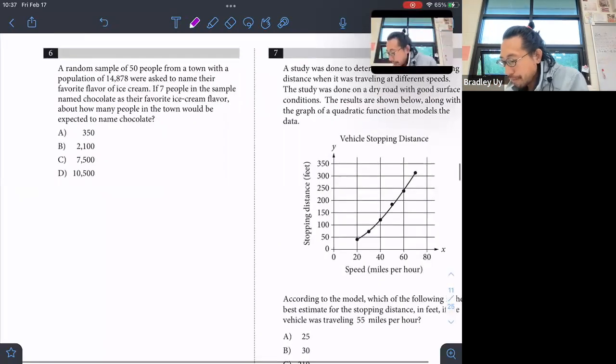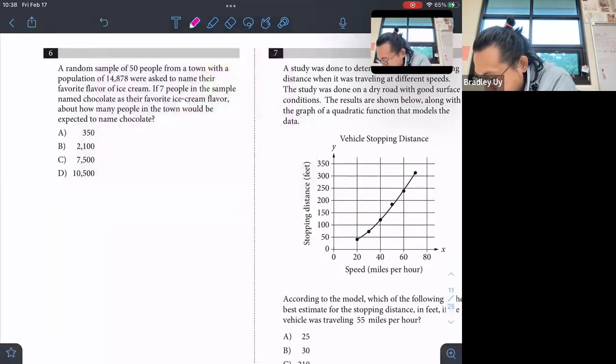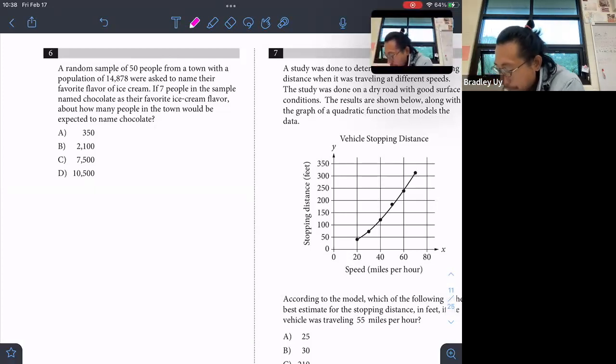A random sample of 50 people. I think this is going to involve a proportion. A random sample of 50 people from a town with a population of 14,878 were asked to name their favorite flavor of ice cream. If 7 people in the sample named chocolate as their favorite ice cream, how many people in the town would be expected to name chocolate?